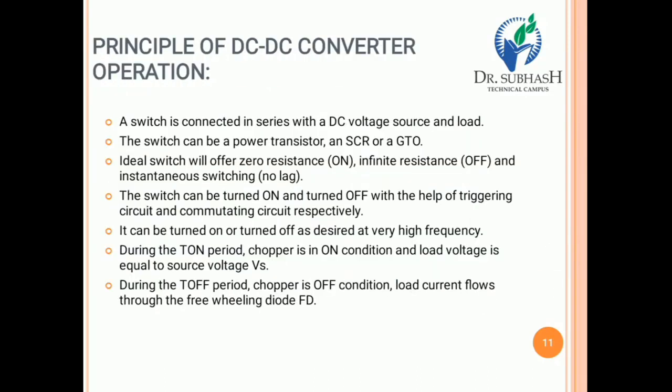Now the principle of DC to DC converter operation. A switch is connected in series with a DC voltage source and load, and the switch can be a power transistor, an SCR, or a GTO. The ideal switch will offer zero resistance in the on period and infinite resistance in the off period, and instantaneous switching, that means no lagging period that can occur during the switching.